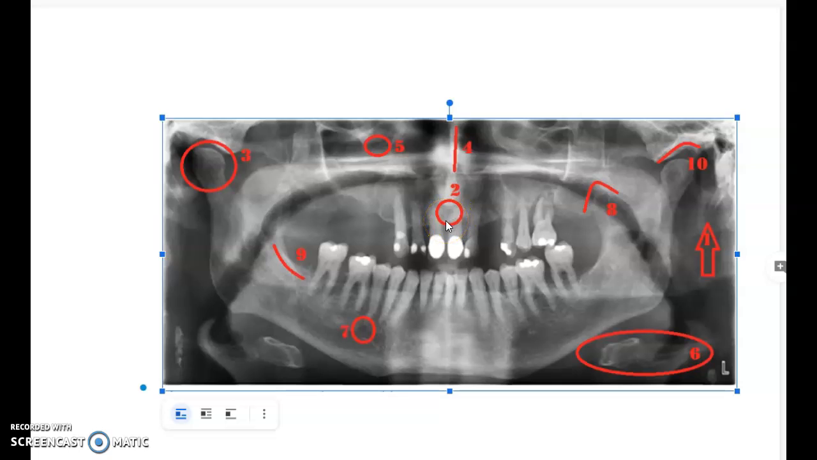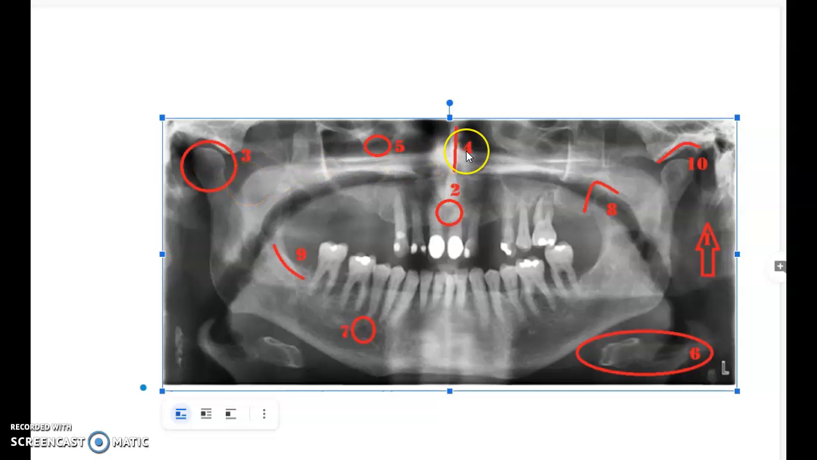Number two, so we're going to move to the incisive foramen, which is a round or oval-shaped radiolucency apical to the maxillary central incisors. And then number three, we're going to move to the mandibular condyle. So you can see the mandibular condyle here. And it's a radio-opaque round end of the mandible. And it's lateral to the maxilla. Right there. So the maxilla is right here. It's just below on the side of the maxilla. That's the mandibular condyle, number three.